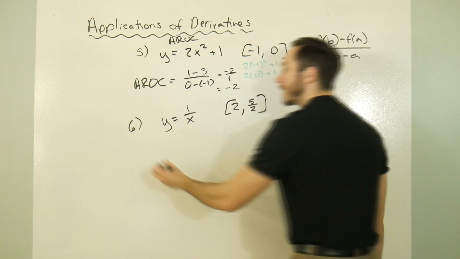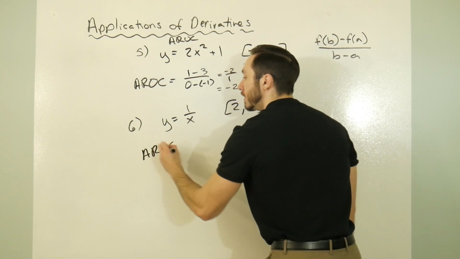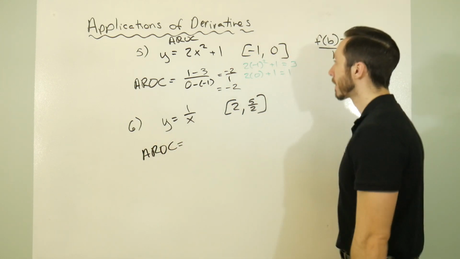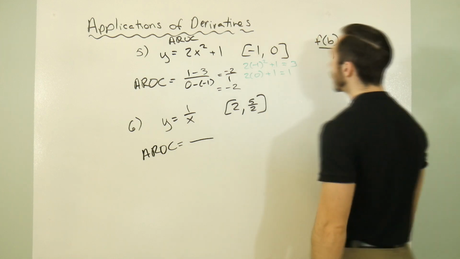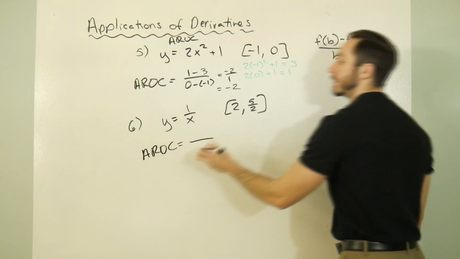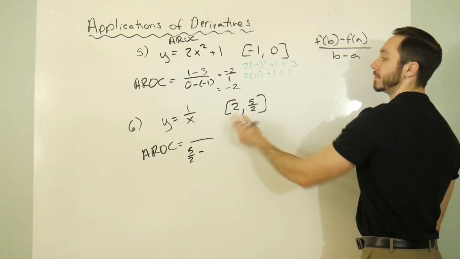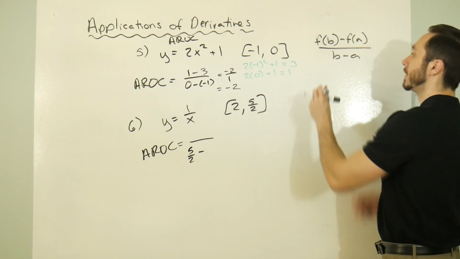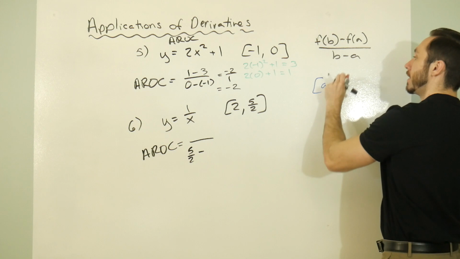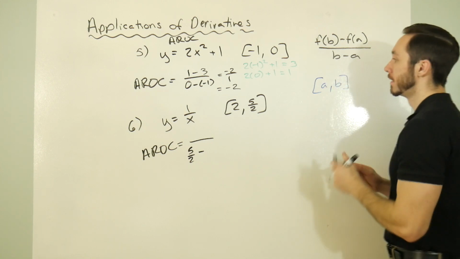Same story. Let's find that average rate of change. Let's do the denominator first, it's easier. My B is this guy, and my A is this one. So it's not obvious at this point. The interval is always provided as A comma B like that.